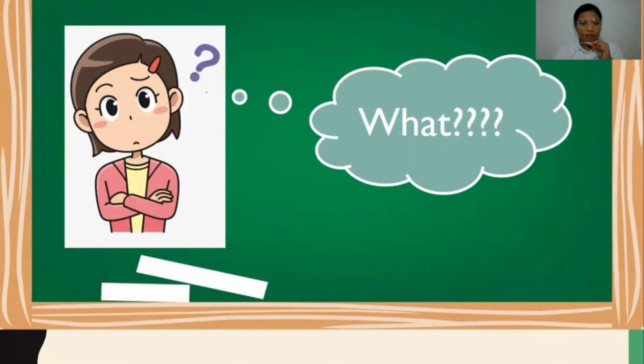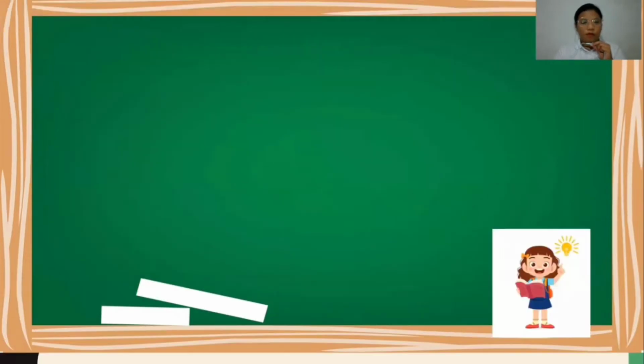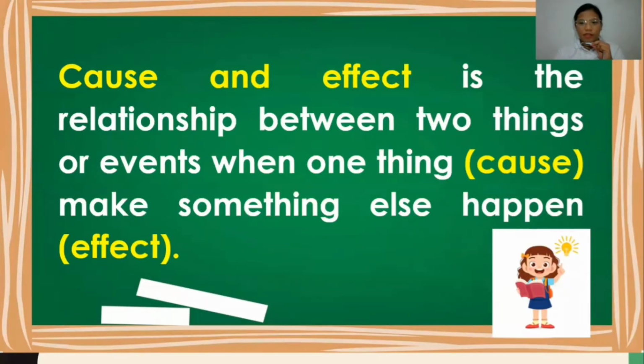Before we begin, let us know what is cause and effect. When we say cause and effect, these are the relationship between two things or events when one thing, which is the cause, makes something else happen, which is the effect.